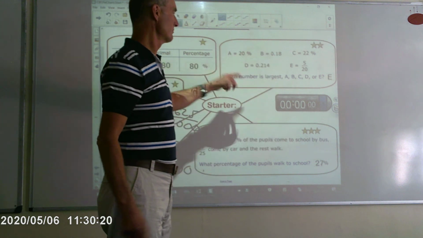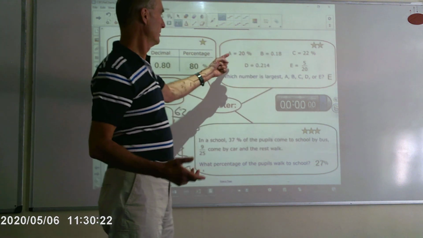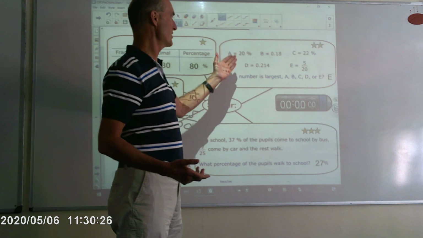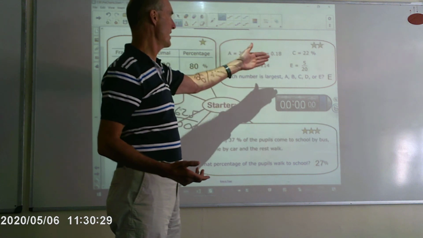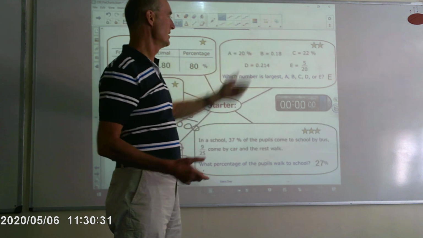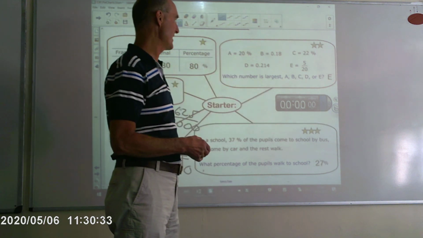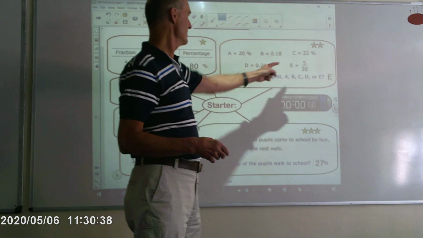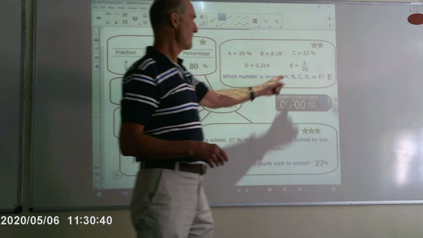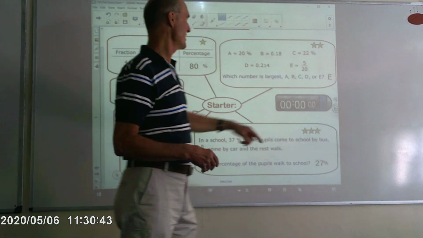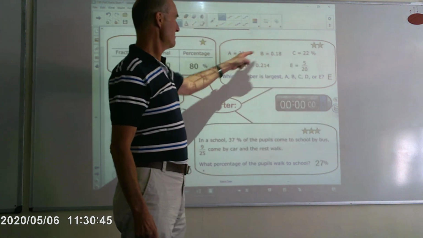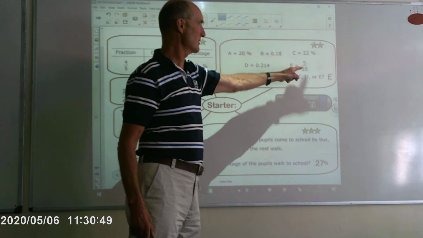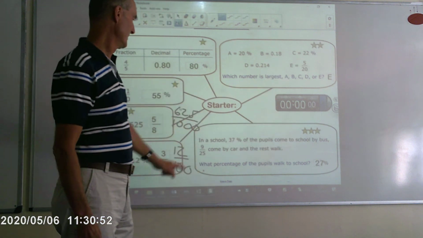Convert all these to one option of your choice, so either convert all to percentages, all to decimals, all to fractions, whatever you like to do, so you can then compare the 5 different values. And your answer comes out as E is the largest. 5/20 is 25%. 20%, 18%, 22%, 21.4%, 25%, E is the largest.